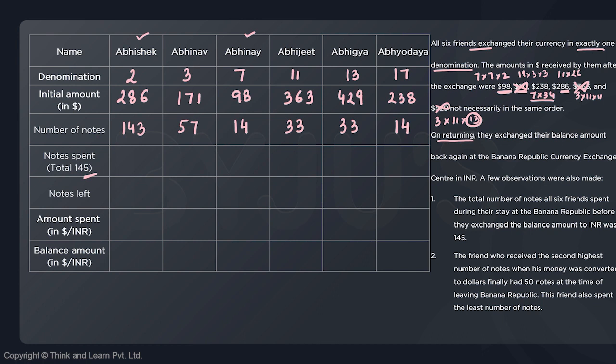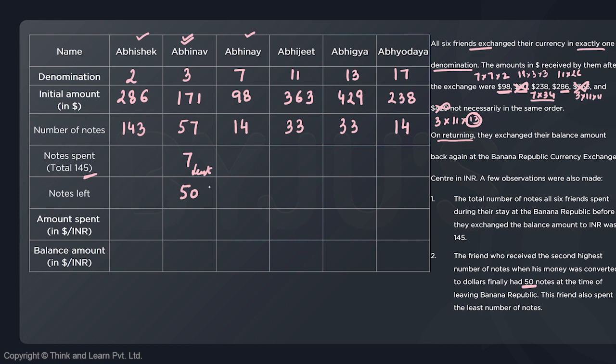The friend who received the second highest number of notes when his money was converted to dollars, who is that friend? If you look at all of these numbers, the second highest number of notes were received by Abhinav. He got 57 notes, which is second highest. He finally had 50 notes at the time of leaving Banana Republic. So he had 50 notes left while leaving. That means he spent 7 notes. This friend also spent the least number of notes. So this 7 is the least number of notes. I have just put it here.